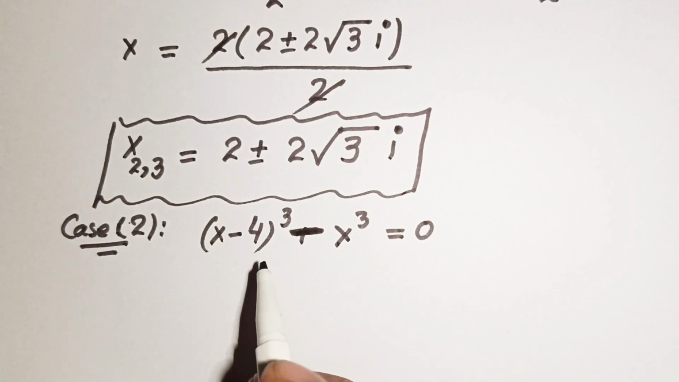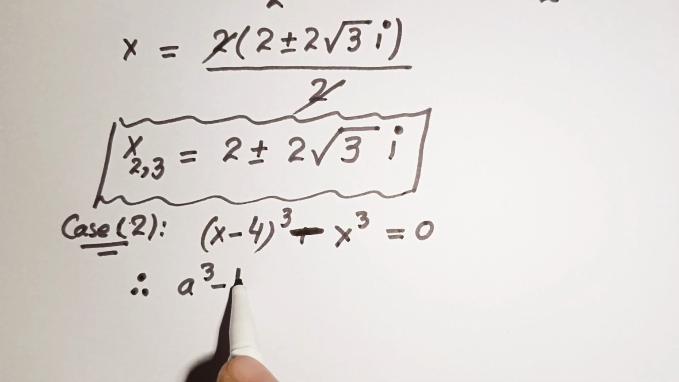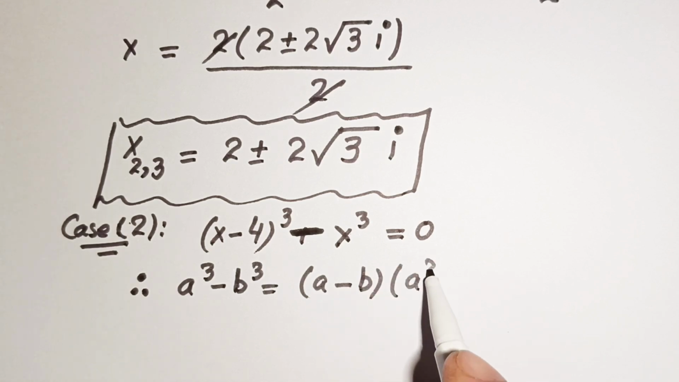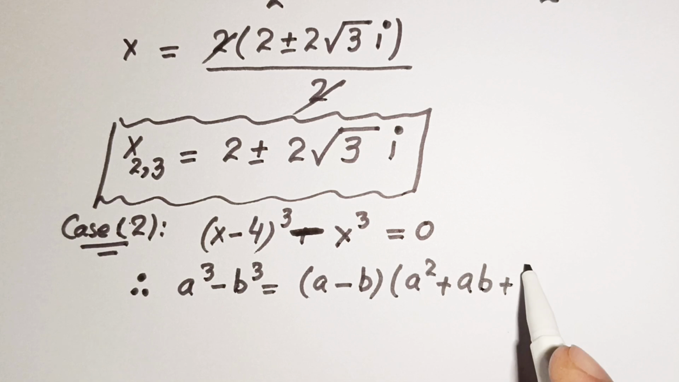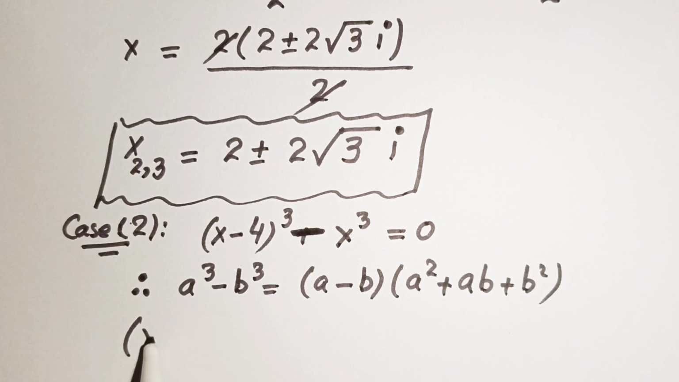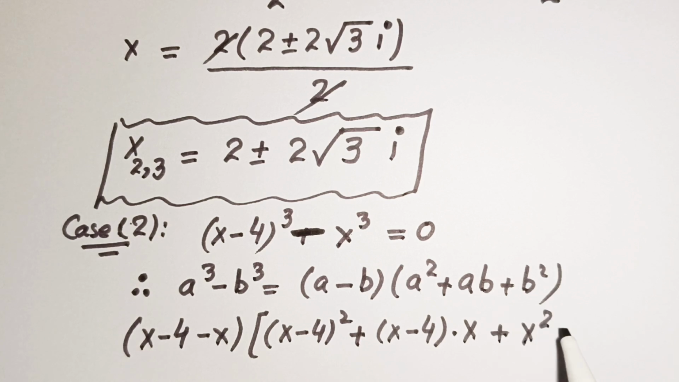Now solving this one, as we have a cubed minus b cubed, then we know that a cubed minus b cubed is equal to (a minus b) times (a squared plus a times b plus b squared). So applying here, we get that our a is x minus 4 and b is minus x. Now a squared means (x minus 4) whole squared, plus a times b means (x minus 4) times x, plus b squared, which is x squared, that is equal to 0.